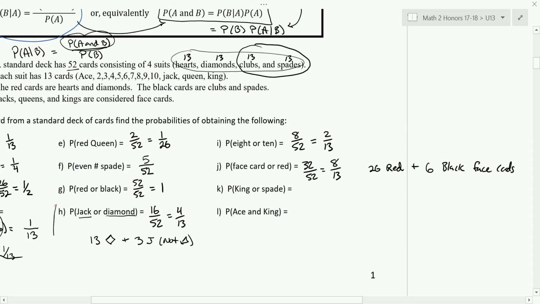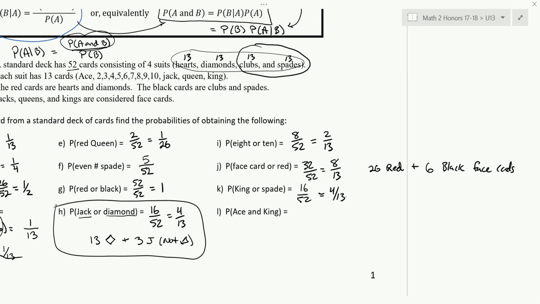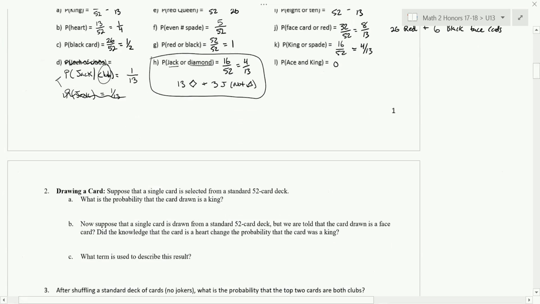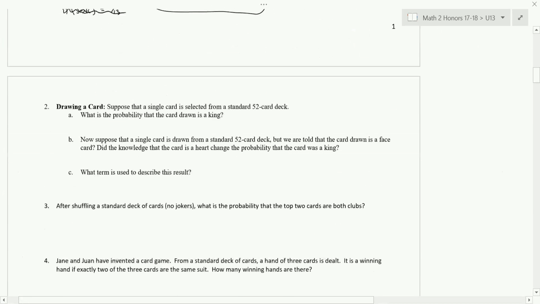So you use the method we did in H, right? It's like H a lot. And the probability of getting an ace and a king? Let's go with the other one. 0. Explain your answer. You can't have one card being both an ace and a king. Good job. So look out for the word and, right? Okay. All right. Let's do a couple.